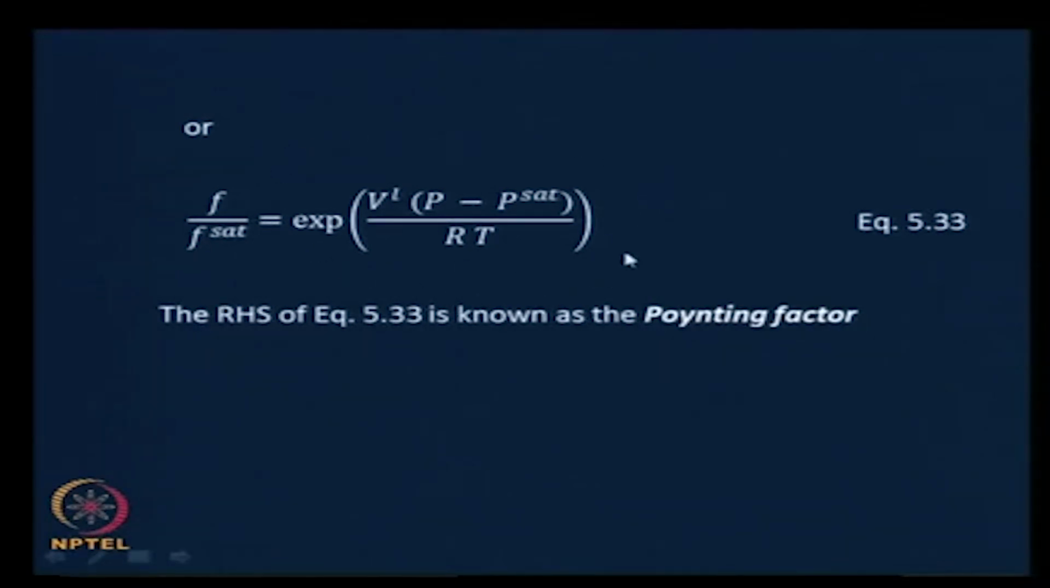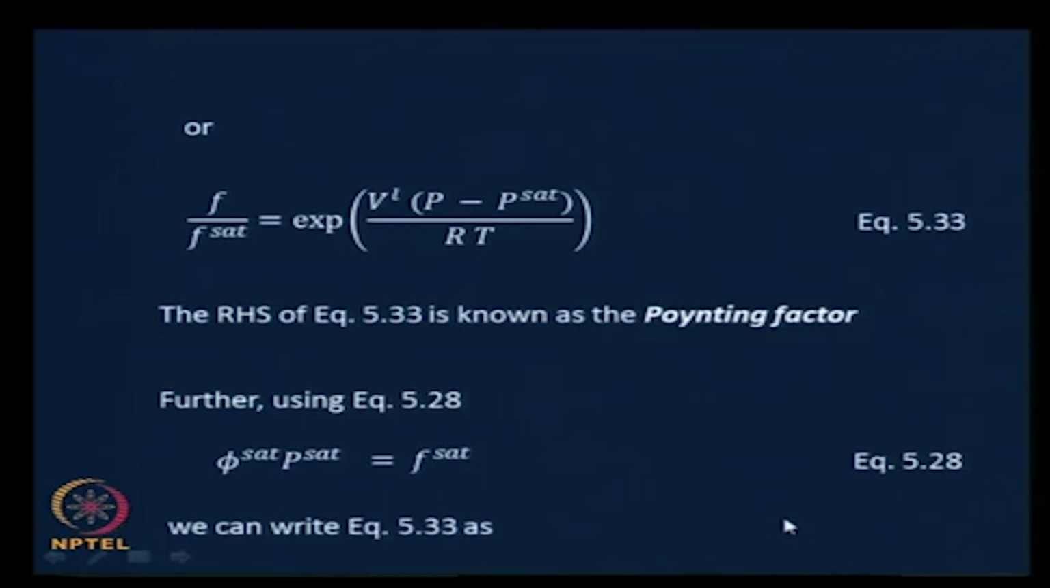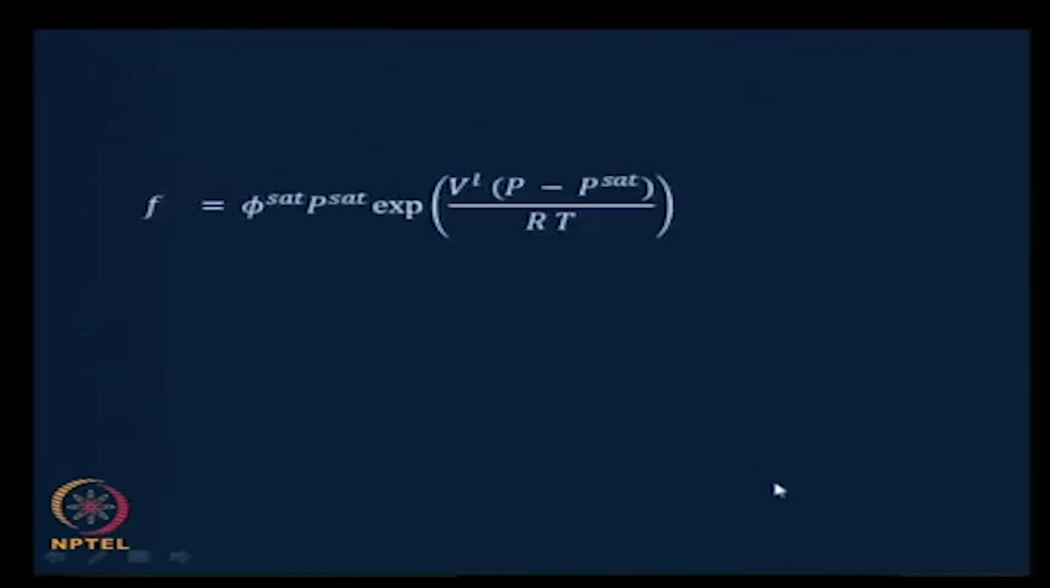This right hand side of this expression is actually called the Poynting factor. f by f sat equals this exponential of V^L P minus P sat by R T. This is the Poynting factor. Further, using equation 528, phi sat P sat was f sat, and this is again a pure substance. So, phi sat P sat equals f sat is valid here. This was 528. We can write 533 as f equals phi sat P sat exponential V^L P minus P sat by R T. Now, f by f sat was exponential V^L P minus P sat by R T. Therefore, f equals f sat exponential V^L P minus P sat by R T. We have just replaced f sat by phi sat P sat. Let us call this equation 534.